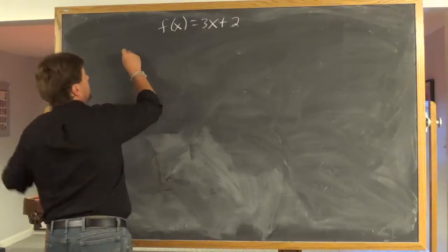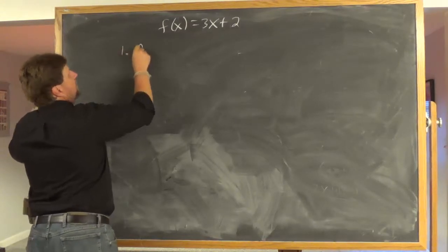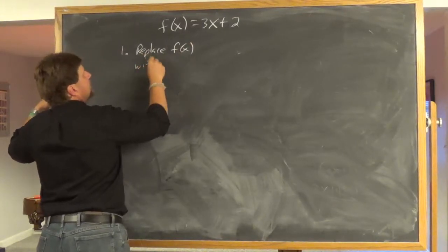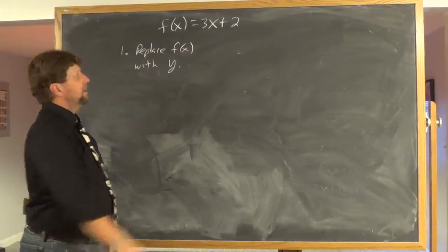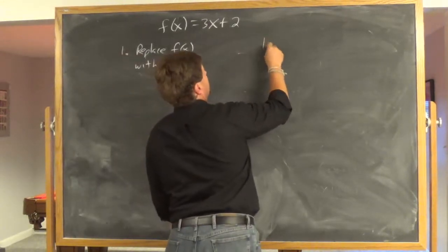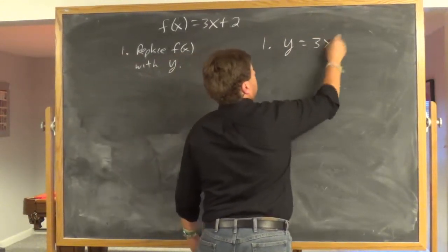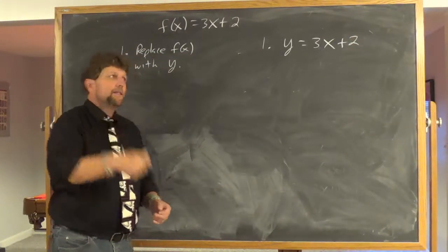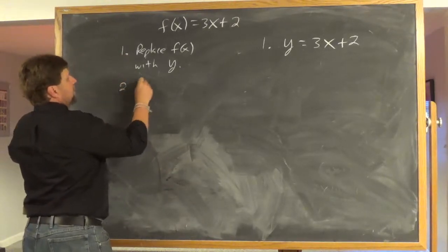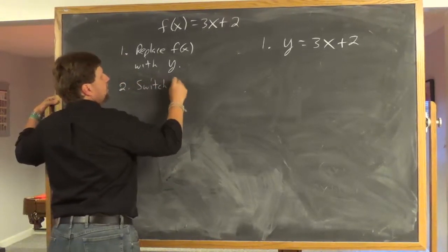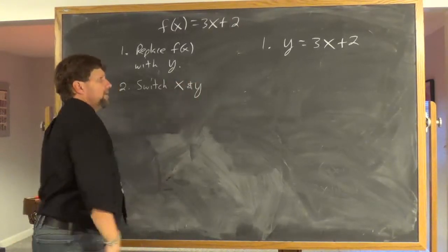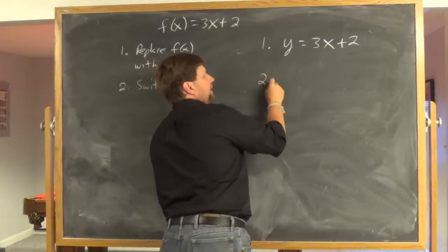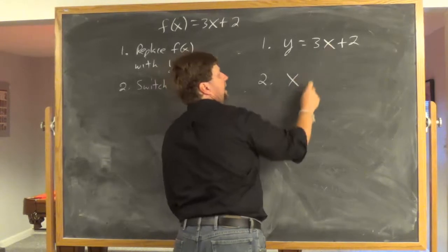Step 1. Replace f of x with y. So for this function, here's what step 1 would look like. That's it. Pretty easy. Replace f of x with y. Step 2. Switch the variables. So all the x's and y's you see, you switch them. So for this function we're dealing with here, this y would become an x, and that x becomes a y.